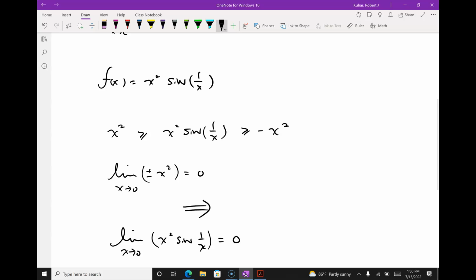I don't care about getting to 0. I'm just asking you, if I'm on that red curve, where am I headed to? What height am I headed to as I go to 0, 0?